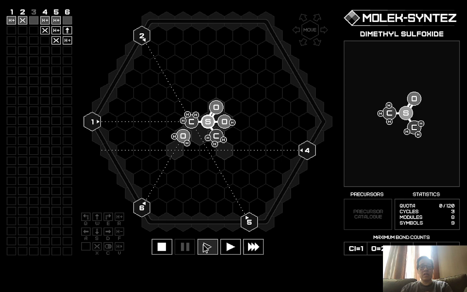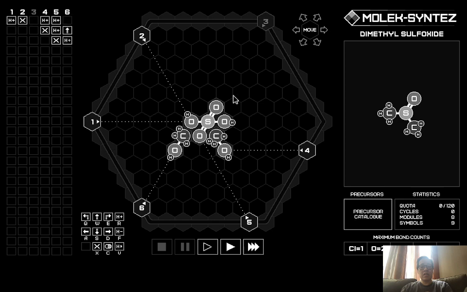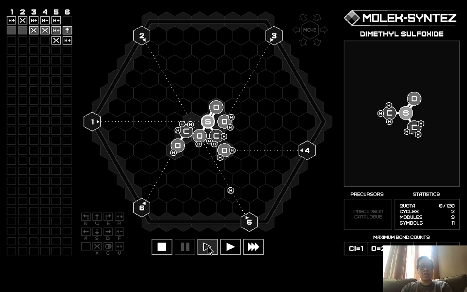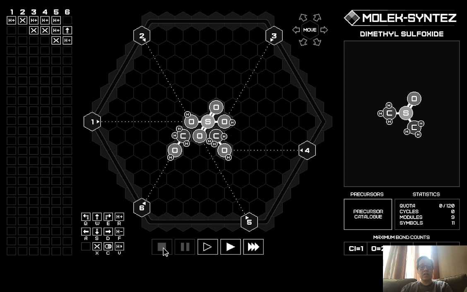And I need 3 to get rid of the additional water on the right side, so it needs to add and get rid of it. Let's see how that works. And I need 6 to get rid of that water.